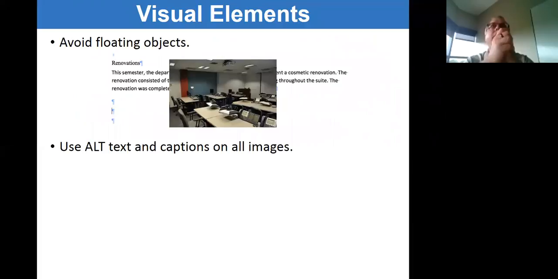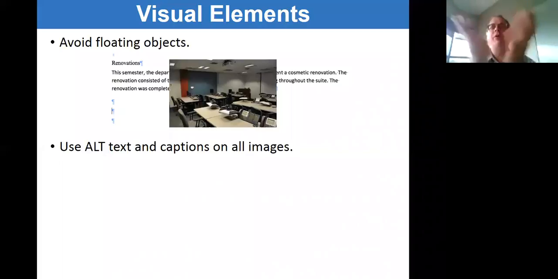So in terms of visual elements, you want to avoid floating objects in Word. Most of the time when you add a new image or copy and paste an image in, it goes in line, which means if you put it in between two words, it goes in between them, and if you move the paragraph around, the image moves with it. But you can set an image to float, which means it's on a different layer, up above the text, and you can move the text around, but the image stays there. Screen readers go bonkers with that because they have no idea when they're supposed to read it. They have no clue. So try to avoid that.